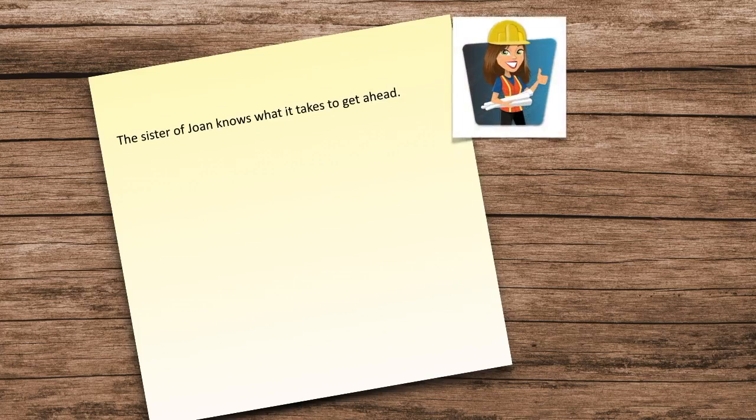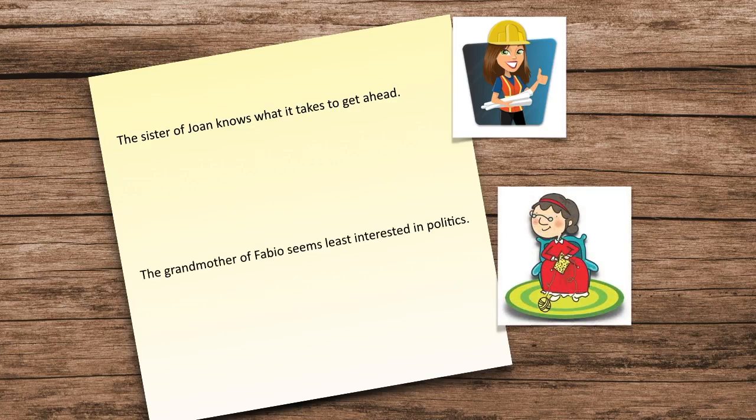The first one is: The sister of Joan knows what it takes to get ahead. There's the sister of Joan, all smiley and upbeat about what she's going to do next, professionally perhaps. Yeah? And the second sentence is: The grandmother of Fabio seems least interested in politics. And there's the grandmother over there, knitting away to glory with nary a care about what's happening in the world. Alright, no problem about that.